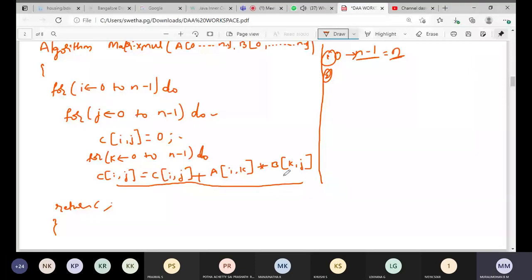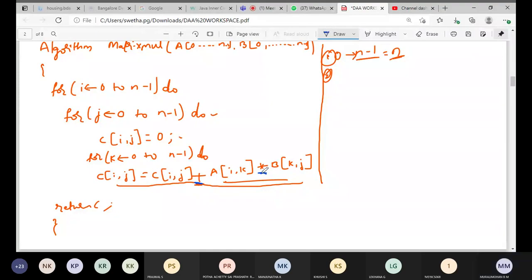This statement will be executing for each k loop, for each j loop, and for each i loop. Any doubt here? So this is the most executed statement, and we will consider this as a basic operation. Here we have one addition and one multiplication. So for each i, j and k, addition will be executed and multiplication will also be executed.